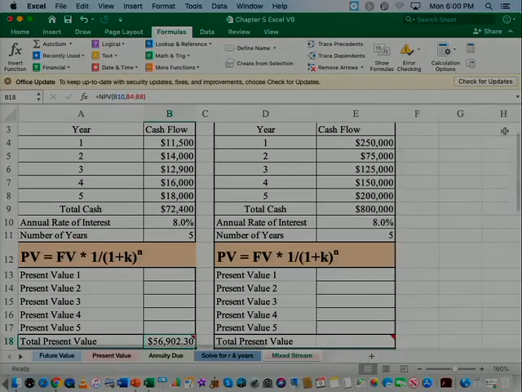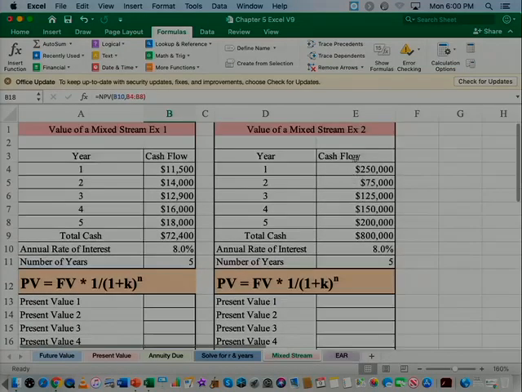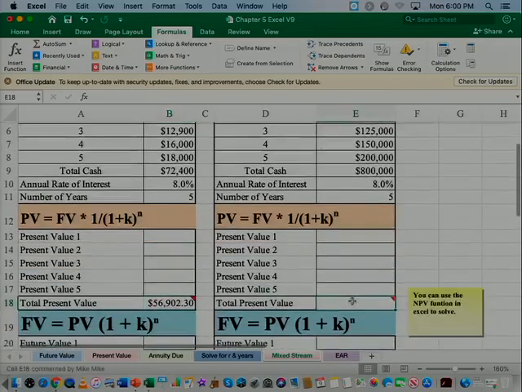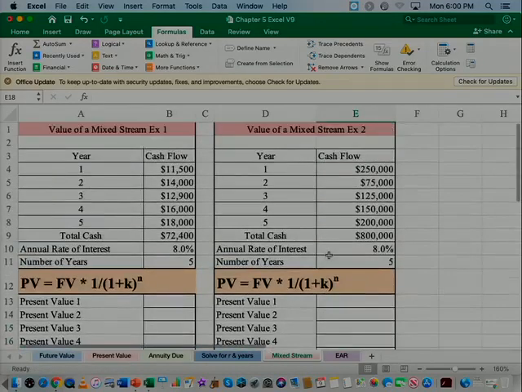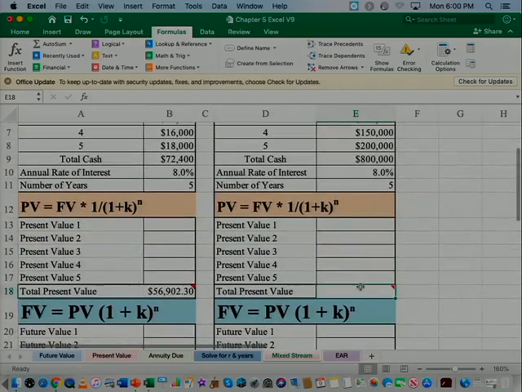Why don't you go ahead and try it on problem 2? Try to calculate the present value using net present value for problem 2. What we're calculating here is the present value of this mixed stream. So PV, we're calculating the present value. I'll give you a second for that.